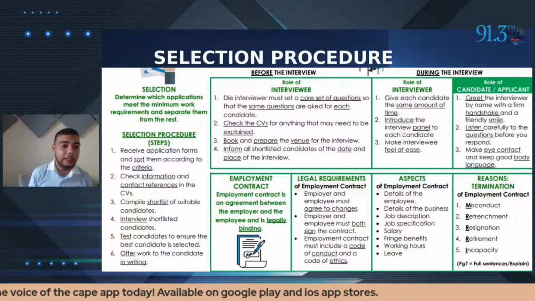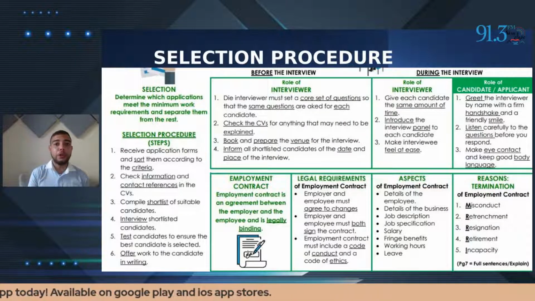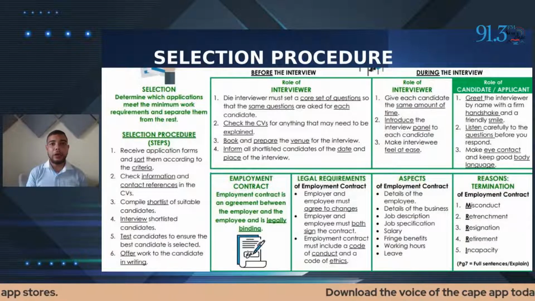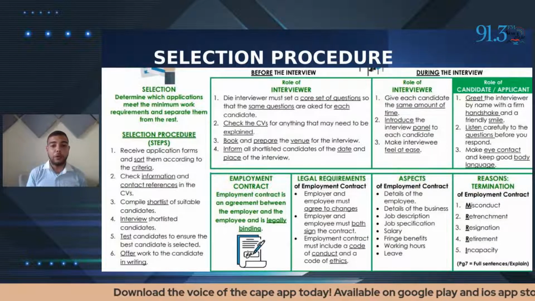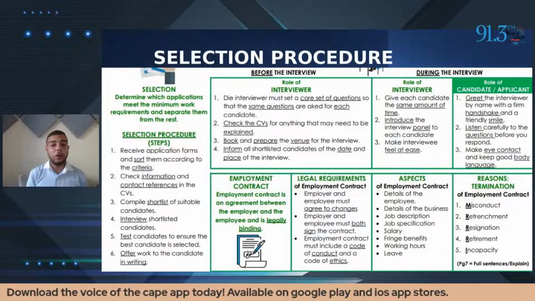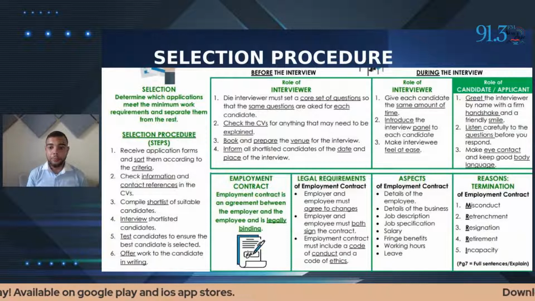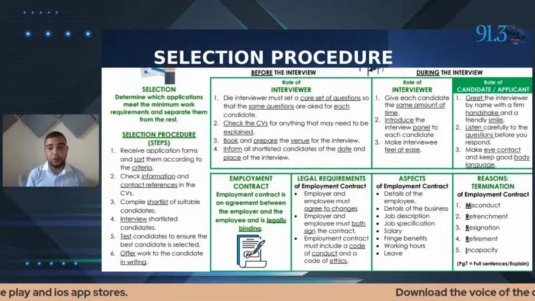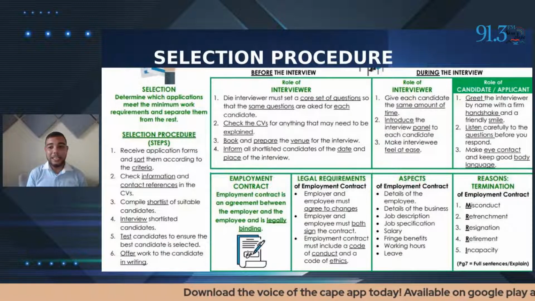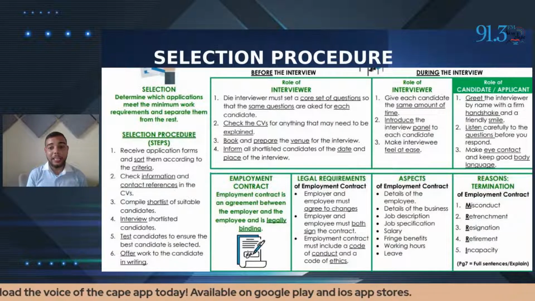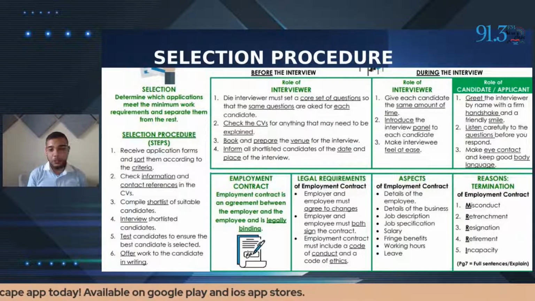Always, as an HR manager, you make your client or your interviewee feel at ease by telling them, you know what, relax, calm down. Nothing we will ask you will make you feel uneasy. Everything will be smooth and you'll be successful. Don't worry. The role of the candidate: greet the interviewer by name with a firm handshake and a friendly smile. Listen carefully to the questions before you respond. Make eye contact and keep good body language.